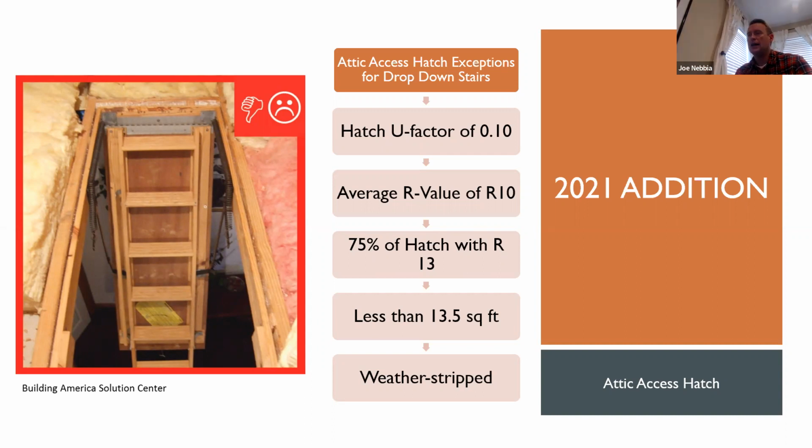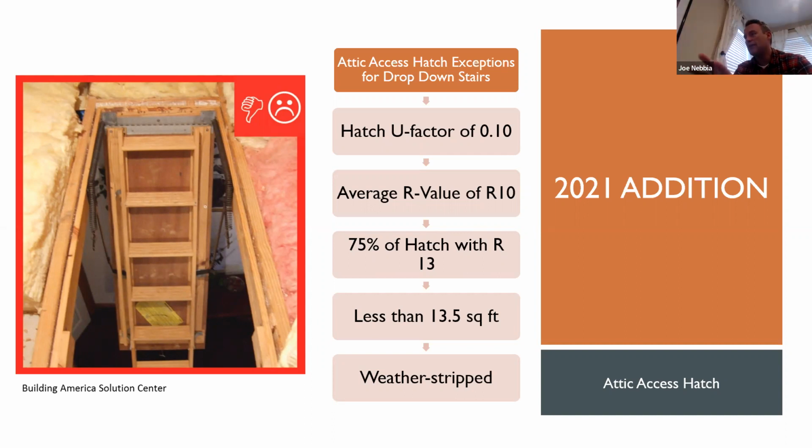Also, they have a requirement that 75% of the hatch have an R13. So in reality, most people are going to find a way to get this drop-down stair to an R13. And that could be done in a number of different ways. You could get an insulated product that could get to an R10 or R13, somewhere in that level as far as the actual stair assembly. And sometimes somebody will build a box around this. You drop down the stairs and you kind of lift the box off, an insulated box.